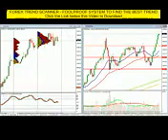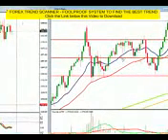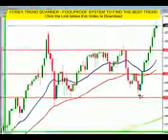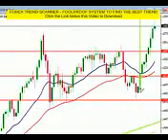Let's go ahead and do one more thing. I showed you the monthly. Let's take a look at this parabolic move here. So clearly, just a straight up move. Anybody that caught it, congratulations.